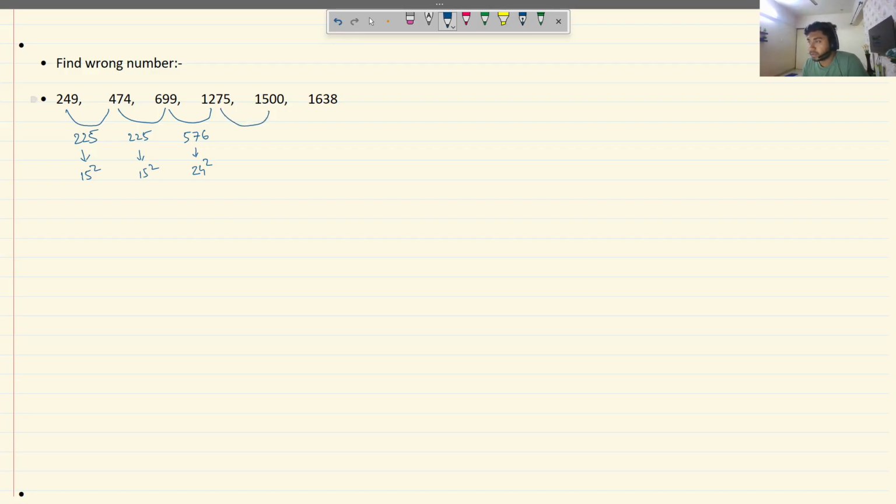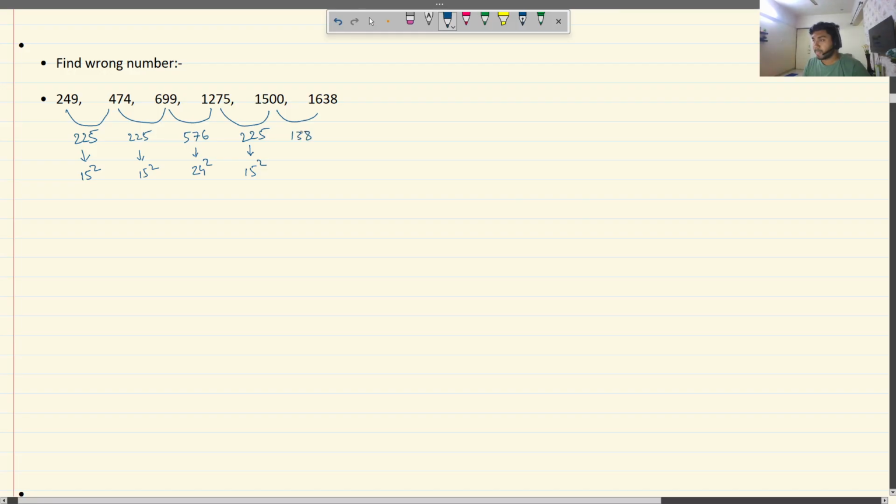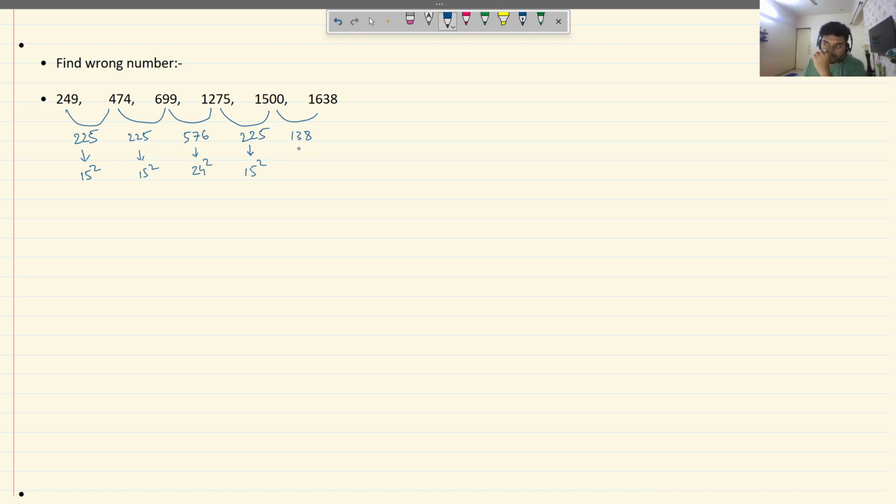Again, 1500 and 1275 is 225, again 15 square. So it seems that if this difference is also 15 square, then that means this is my wrong number. Let's see what the difference is for this one. 138. It's not even a perfect square. What's going on?